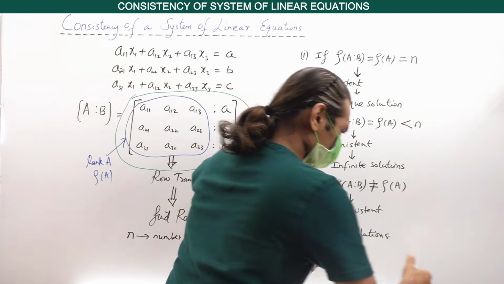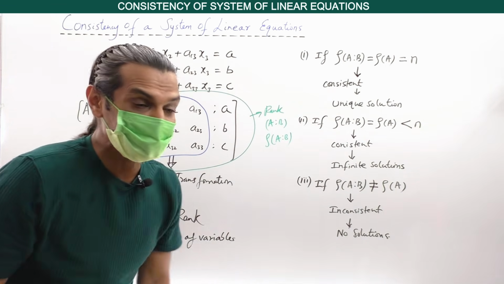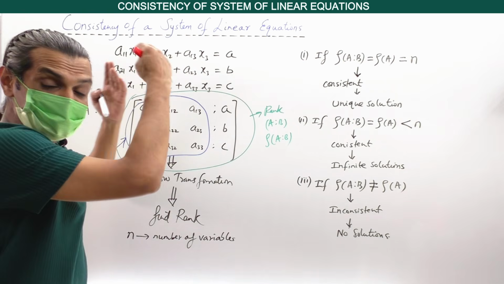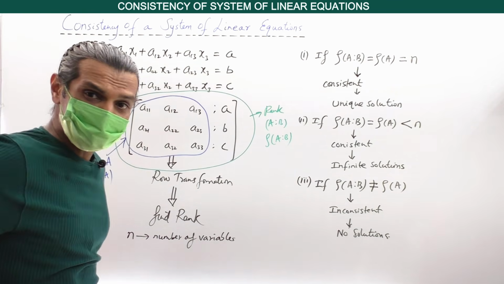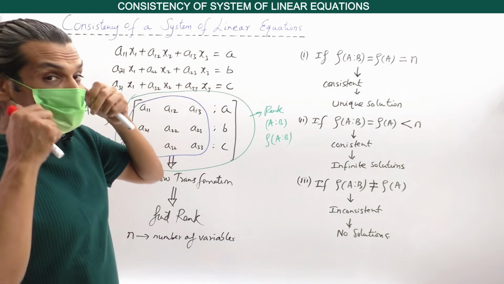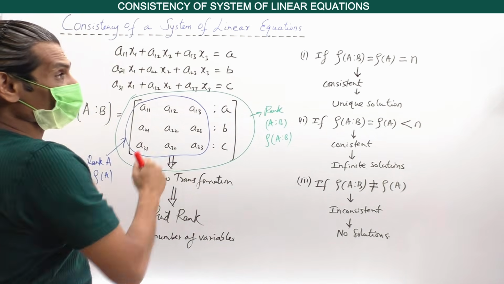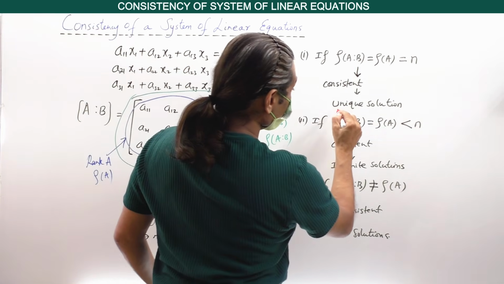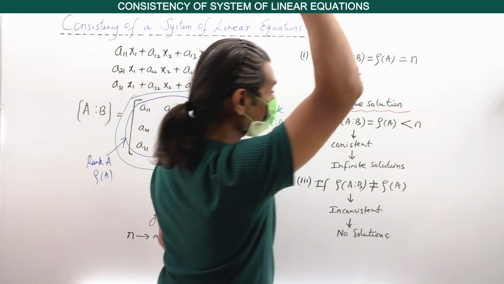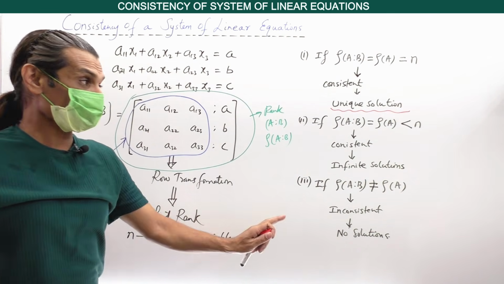So once again, lend an ear to me. You have the matrix, you find the augmented matrix, you do the row transformation, you find the rank. Then the theory here: if the rank of this whole matrix is equal to the rank of A, then it is consistent, but what? Unique solution, same as Gauss elimination.